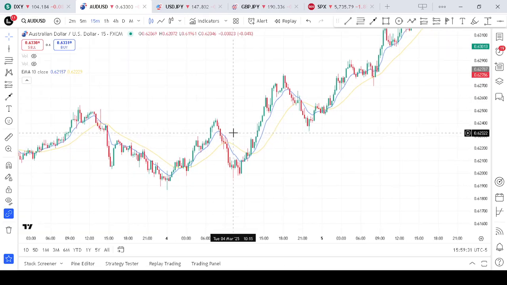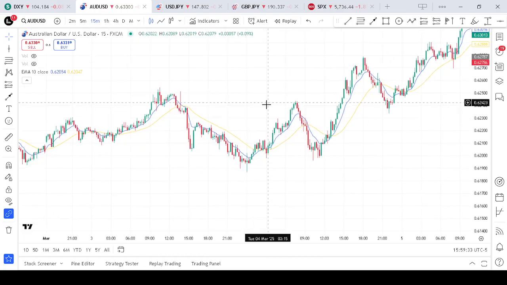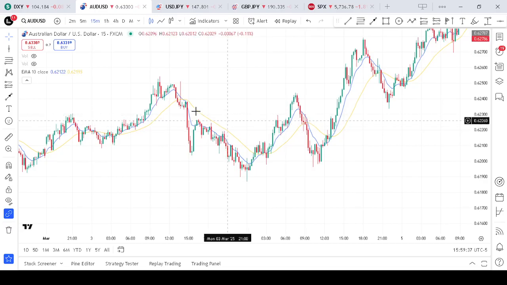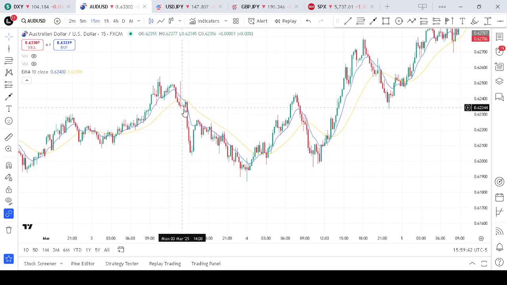While for a sell signal, when the 10 period EMA crosses below the 20 period EMA, as you can see from here, when this blue line crosses below the yellow line, it indicates a potential downtrend, signaling only selling opportunities, as we can see from the chart.